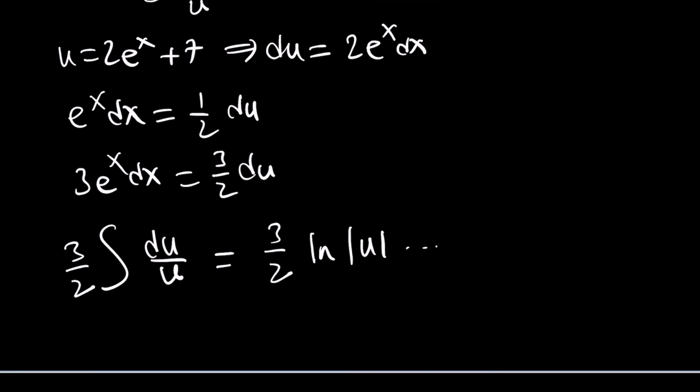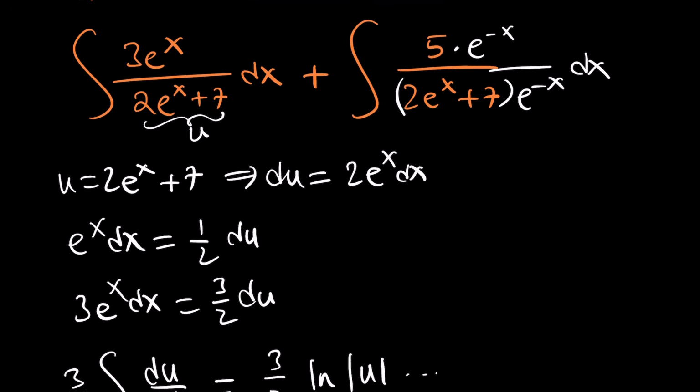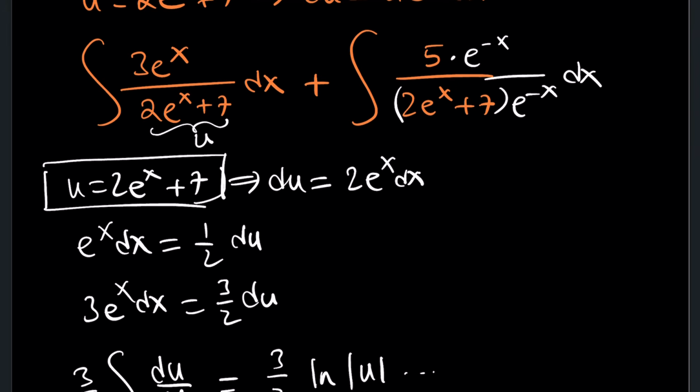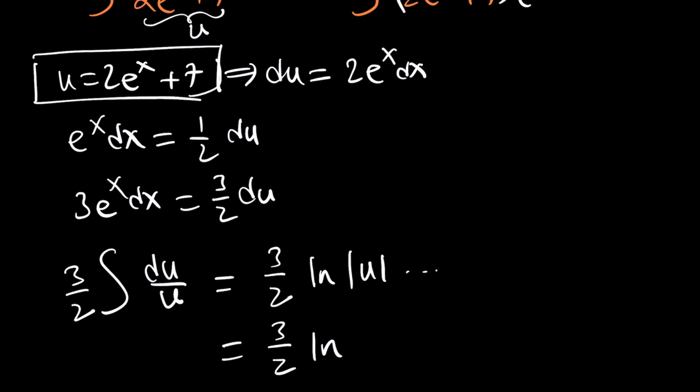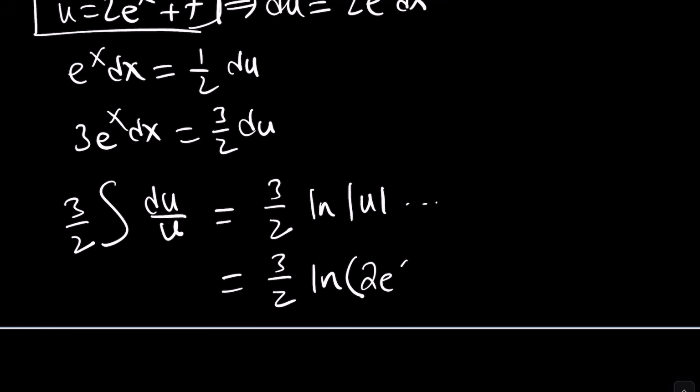So of course, back substitute. What's u? u is 2e to the x plus 7. By the way, this cannot be negative or even 0. So this is a positive quantity, which means you don't need the absolute value anymore. 2e to the x plus 7. Okay? Don't forget the 3/2. So that's part of our solution.